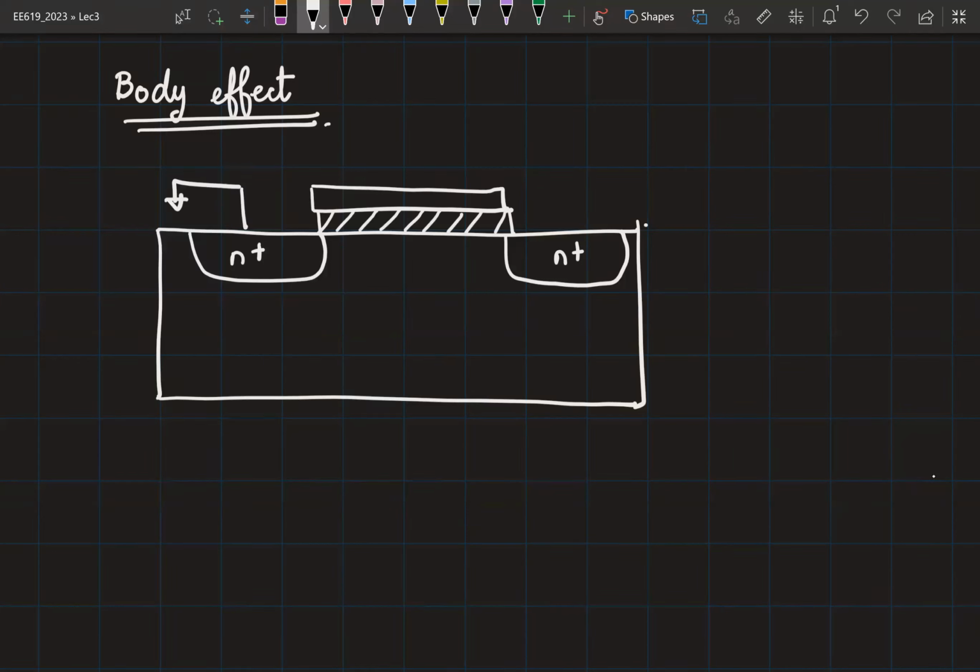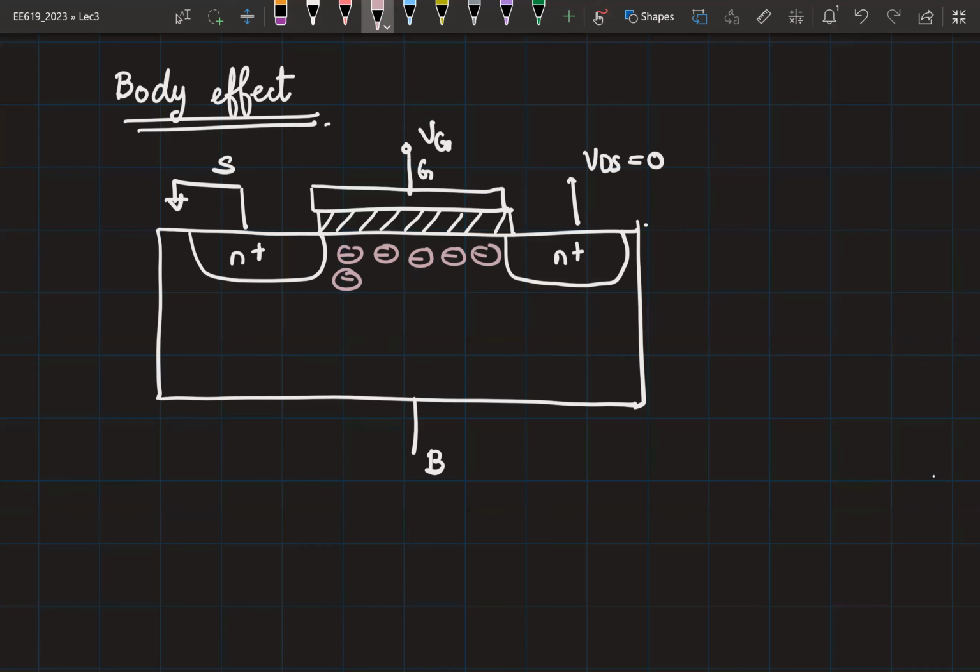Originally we had grounded our source. We also grounded the bulk, and then we applied a gate voltage and a drain voltage. For this discussion, let's assume that the drain voltage is also 0. Then you have a depletion region under the channel, and you will also have some free electrons under the channel. This is of course assuming that the gate voltage is greater than the threshold voltage.